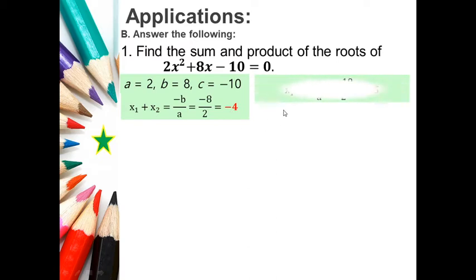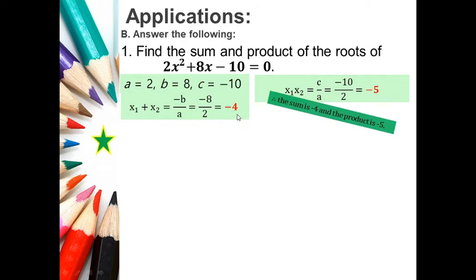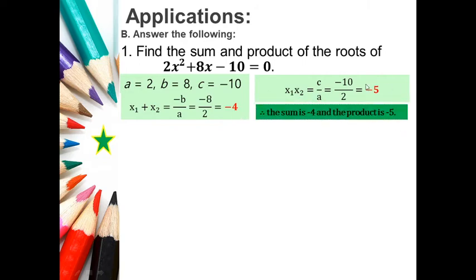For the product, we have x1 times x2, the product, is equal to c over a. So we have negative 10, which is our c, over 2, which is a. So negative 10 divided by 2, so we have negative 5. So, therefore, negative 4 is our sum and negative 5 is the product.